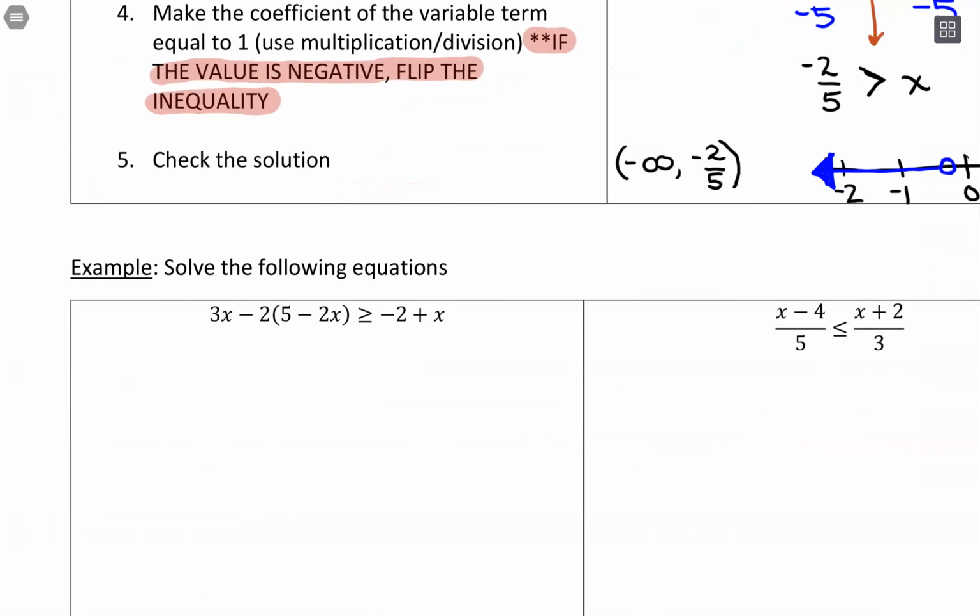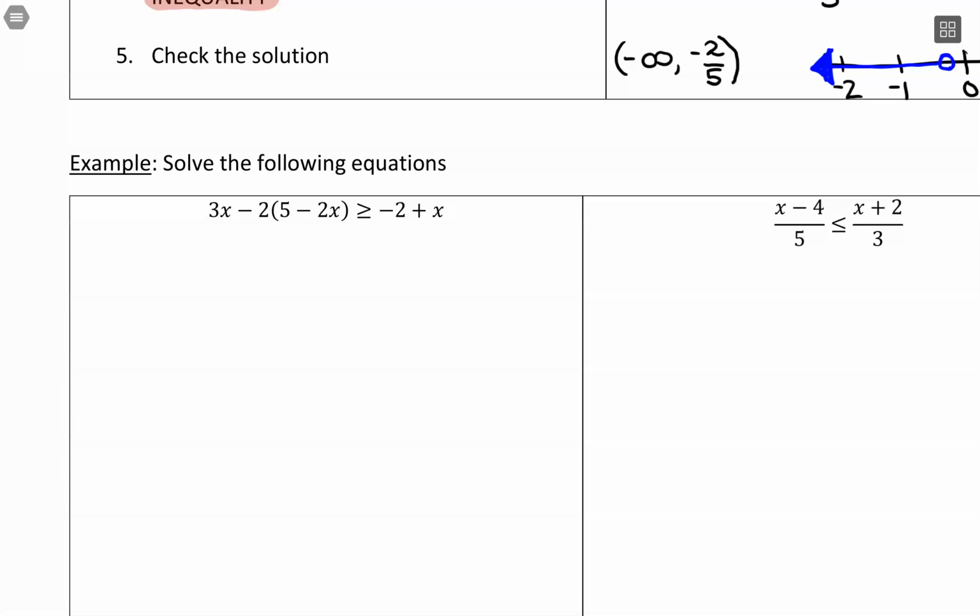Alright, let's look at a few more examples with this. So, simplifying both sides of the equation. So this first one, I'm going to distribute that negative 2. So I'll have 3x. Negative 2 times 5 is negative 10. Negative 2 times negative 2x is a positive 4x. More than or equal to negative 2 plus x.